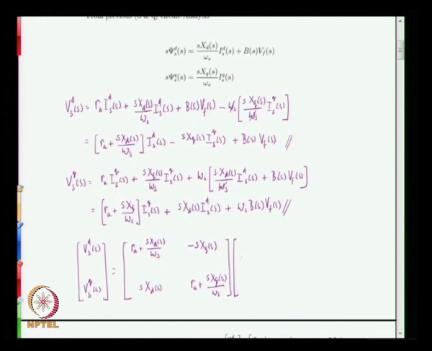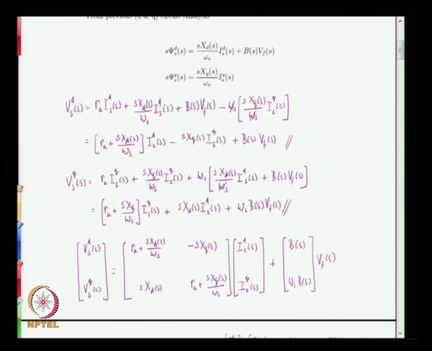This is multiplied by I d(s) and I q(s), and then you have the other vector which is the field input, B(s) and omega s into B(s), multiplied by V f(s). So we have therefore written the voltage equations of the alternator in a slightly different form, which is more amenable for the operations that are to follow.